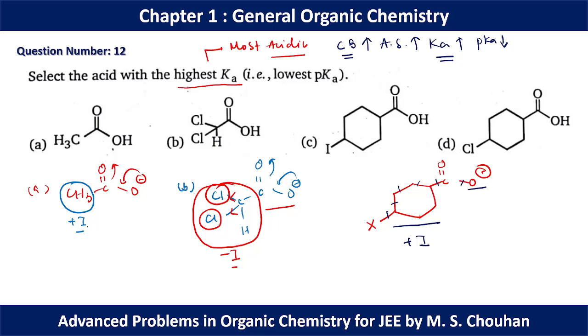So in option A, C or D, in all of the cases the conjugate base is destabilized by the plus I effect. In only option B, the conjugate base is stabilized with the minus I effect of the CCl2H group. Hence it will show the highest Ka value and lowest pKa value. So for question number 12, option B should be the correct one.